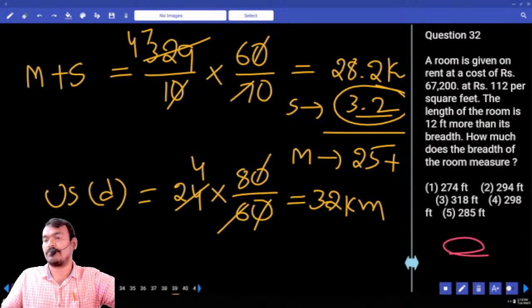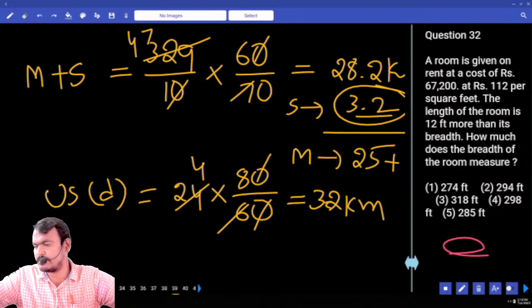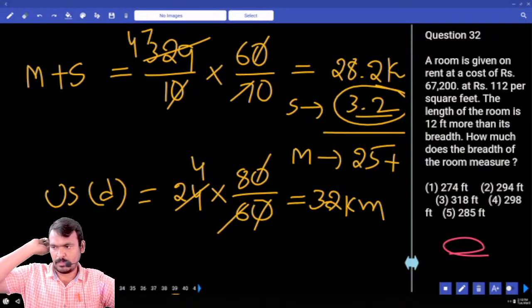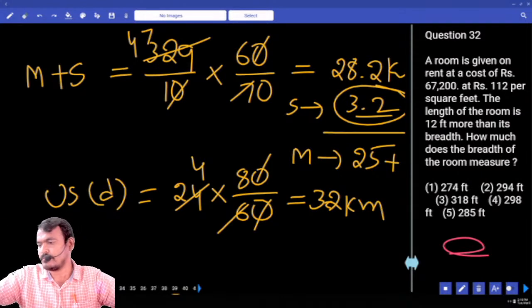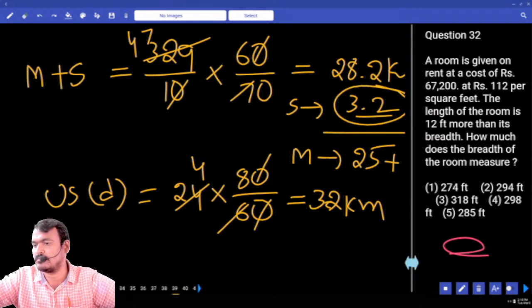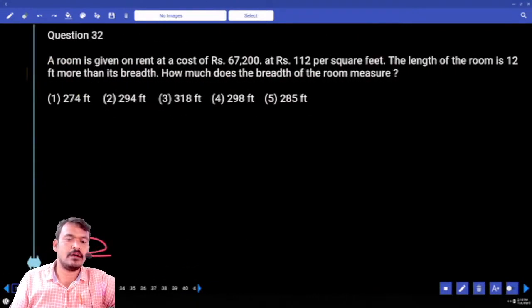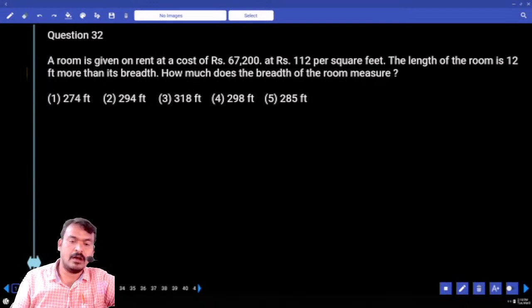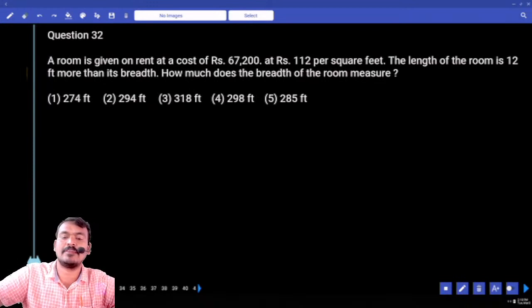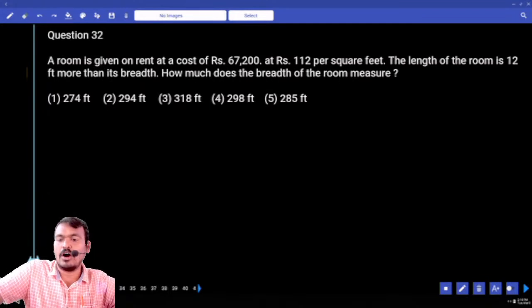Next question, number 32. A room is given on rent at a cost of 67,200 at 112 rupees per square feet. The length of the room is 12 feet more than the breadth. How much does the breadth of the room measure?